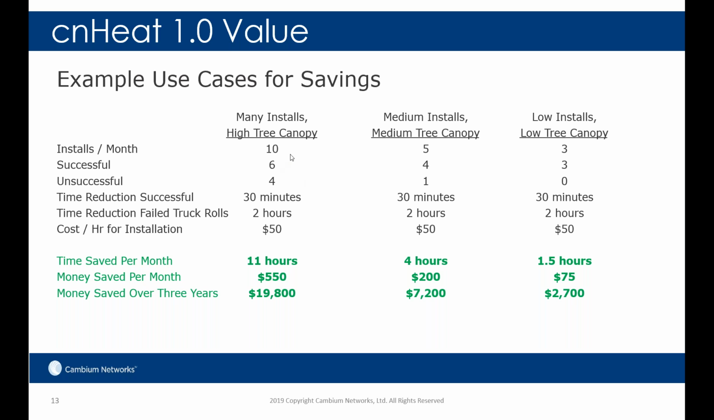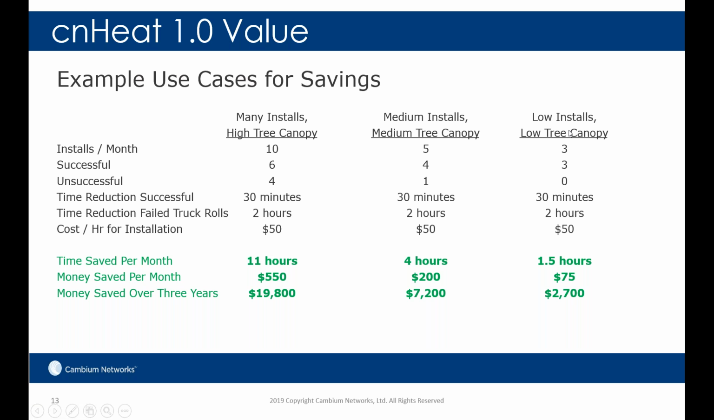So for the first example, we might do 10 installs and 6 of them succeed, but 4 of them fail on average with the current tools you use. But with cnHeat, if we can understand which ones fail in advance, we avoid 4 of these failed truck rolls at 2 hours each. And on the other 6 that work, maybe you're able to optimize your truck roll by 30 minutes. So if you pay $50 an hour all-in cost, you're saving yourself 11 hours of total time, which is $550 a month or $20,000 over the course of 3 years.